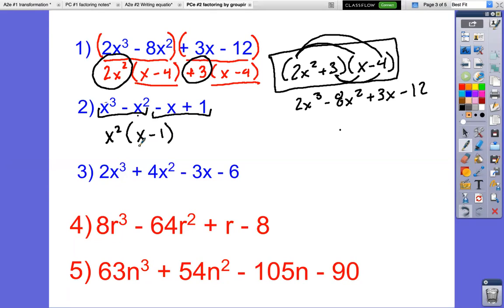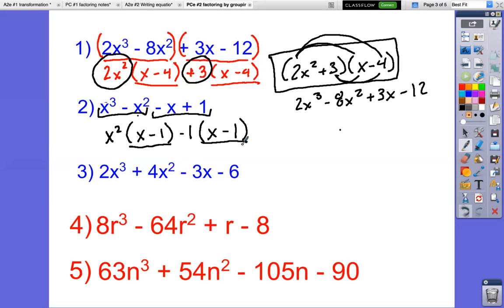So remember, I need my parentheses to match. Well, right now I have a minus x plus 1. So what could I factor out of this expression to get an x minus 1? Would it be -1? That's exactly right. Well done. So I factored out a -1, and when I divide both of these by -1, now they match. Any questions so far?